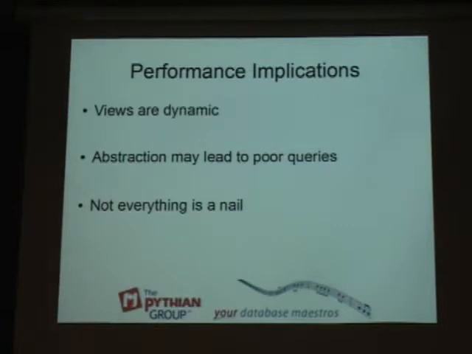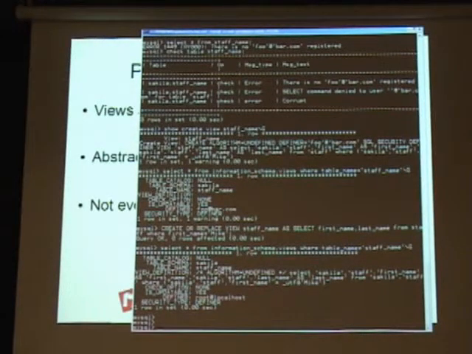A query that looks pretty simple, like select star from staff list where first name is Shiri, is going to be a little misleading. Explain does show you the right thing, which we already went over. This is kind of an interesting example that I came up with.